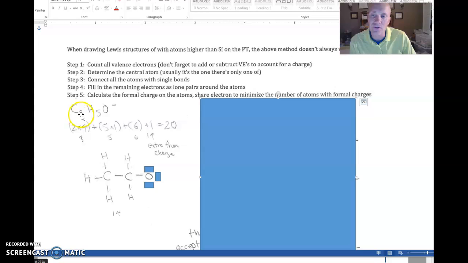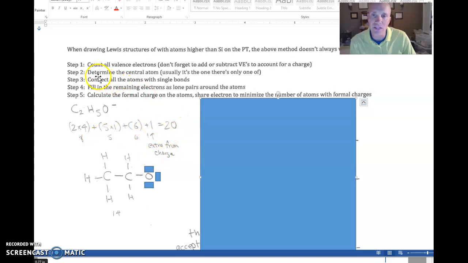Each of the carbons is going to have 4. Each hydrogen's got 1. There's 5 of them, that's why we're going to do 5 times 1. We've got the oxygen, which has got 6. There's only 1 of them, that's why I'm just showing a 6 there. And then notice it's got a negative charge. So that means that this structure is going to have 1 extra electron, because remember, these are the number of valence electrons that the neutral atoms would have. So if we add all those up, we're going to get 20.